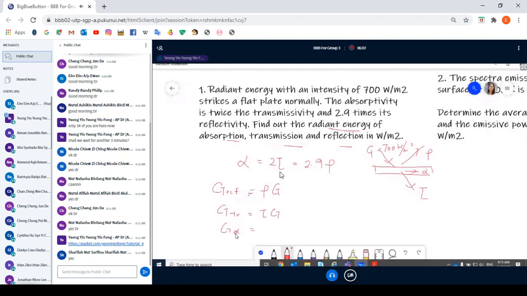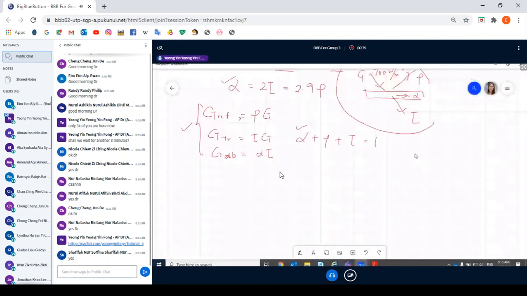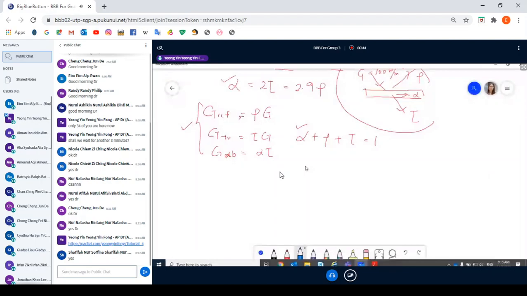For this case, a semi-transparent object, we have another correlation whereby absorptivity plus reflectivity plus transmissivity equals 1. By having these two equations, I guess you will be able to find all these three. You can start any way, no problem, but I will start with this. So you will have the reflectivity equals 2 transmissivity divided by 2.9.